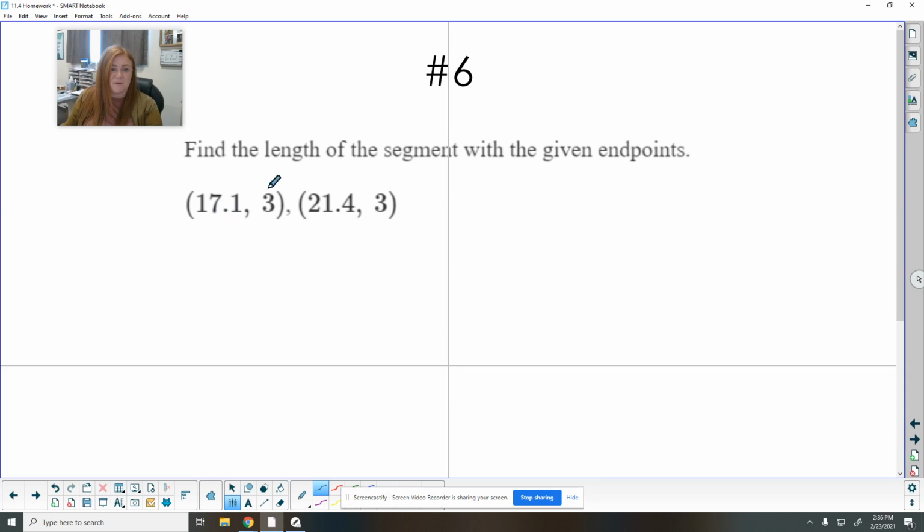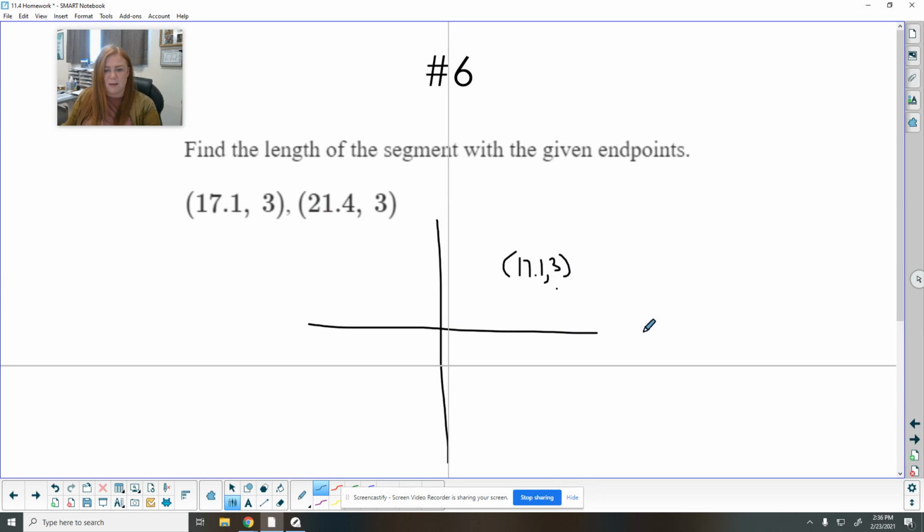Number 6, right? So we've got these decimals, and that's okay. We can just graph kind of just the right direction. Over 17.1, up 3. So here is 17.1, up 3. Now I'm going to go over farther to the right, 21.4, and up 3. So I just like to visualize where these are. So I can see they're on the same Y because they both go up 3. So I want to know this distance here.